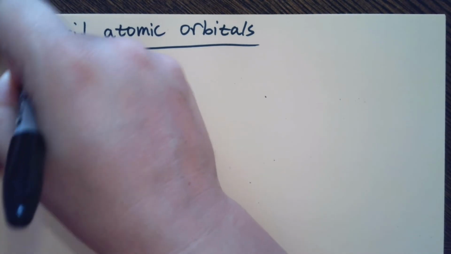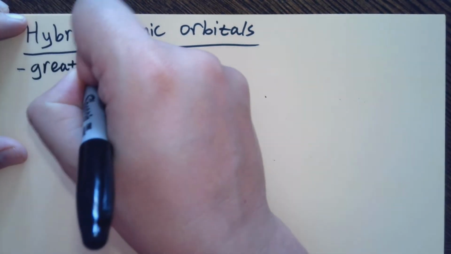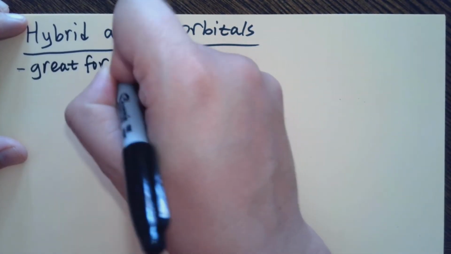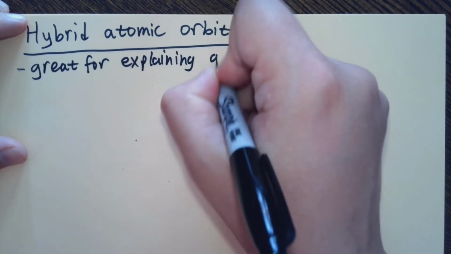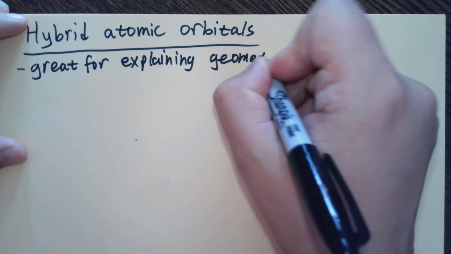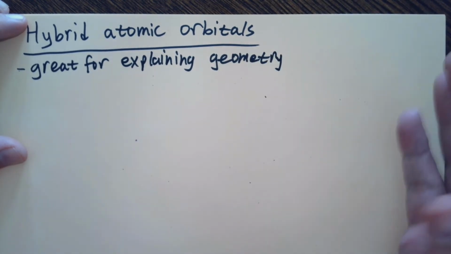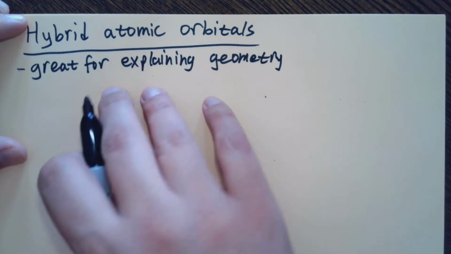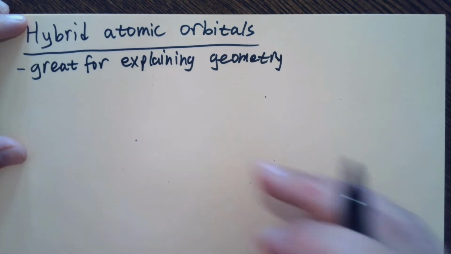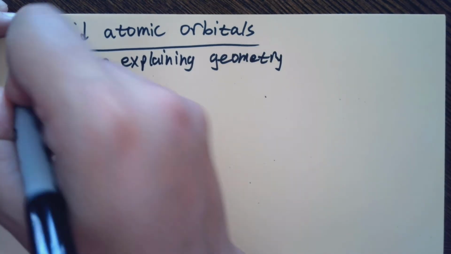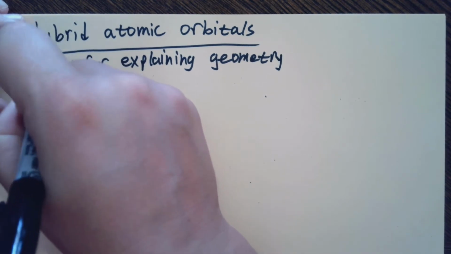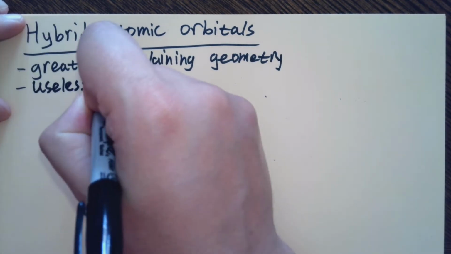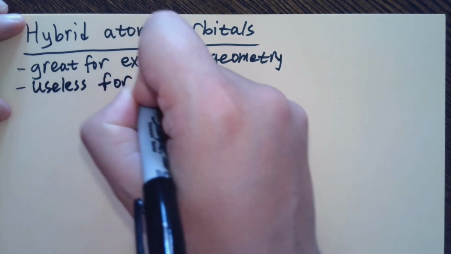So this is great for explaining geometry. The problem is we kind of just take the geometry and then we fold it into this. This doesn't really give us the geometry as much as the geometry gives us this idea. So it's a little bit backwards version of explanation. And as a result of that, it is useless for basically everything else.